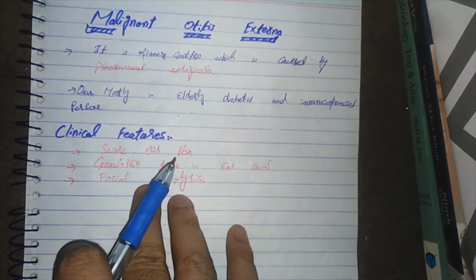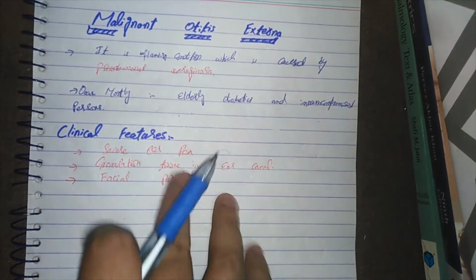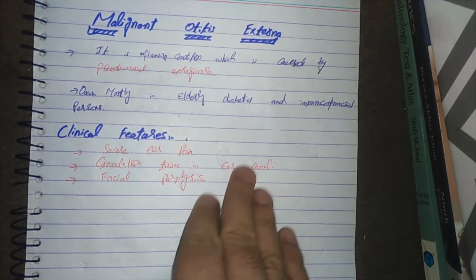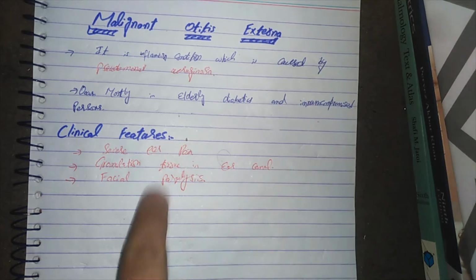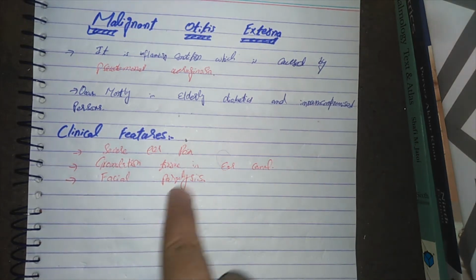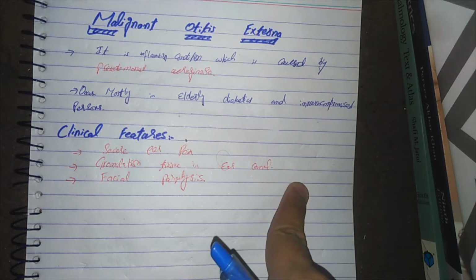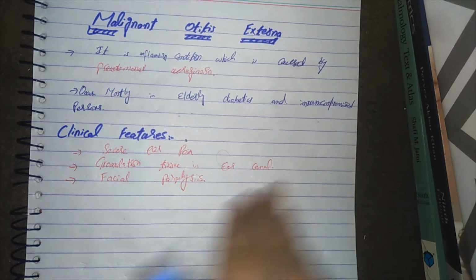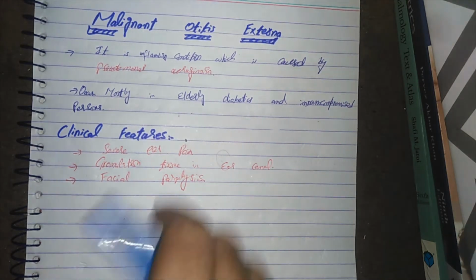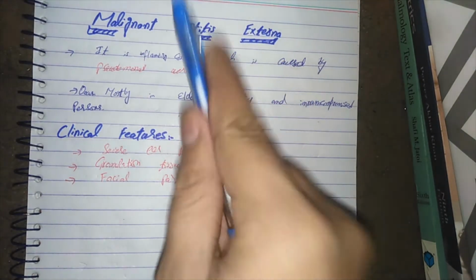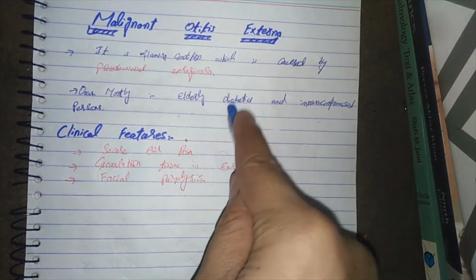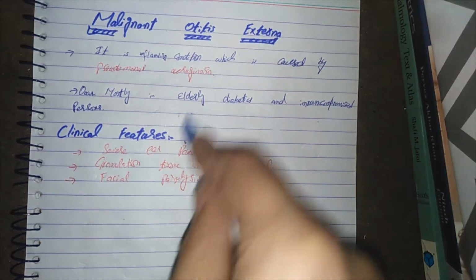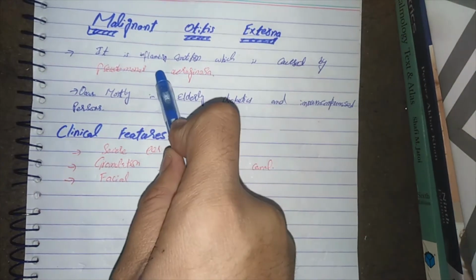In your exam, the examiner will give you a scenario that a 60-year-old patient who is a diabetic is having ear pain and there is a granulation tissue in his ear canal and there is a facial nerve paralysis. What will be your diagnosis? Your diagnosis will be malignant otitis externa, because whenever there is an association of diabetes along with facial nerve paralysis, the diagnosis will be malignant otitis externa.